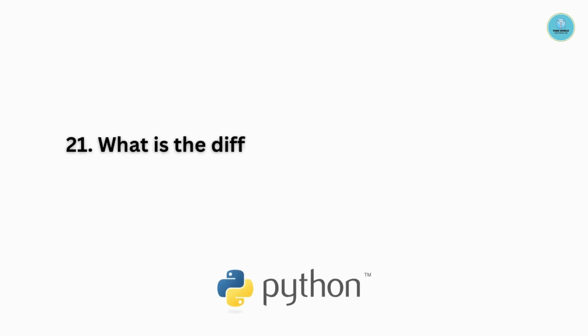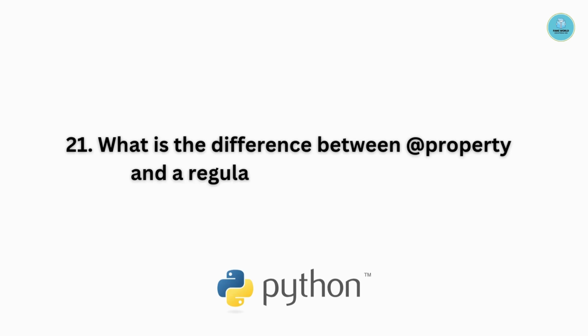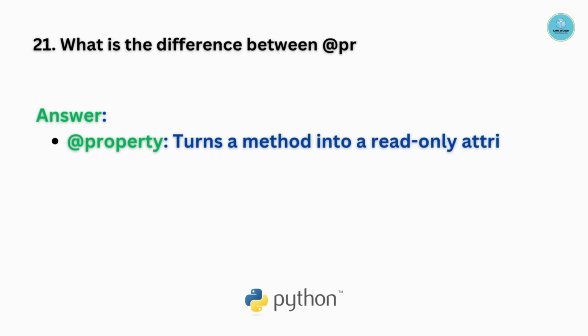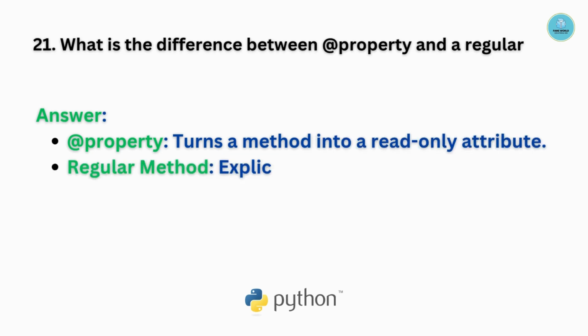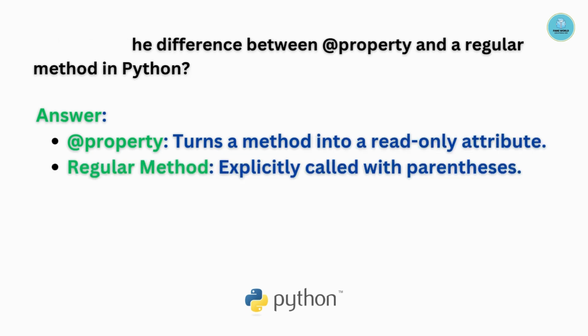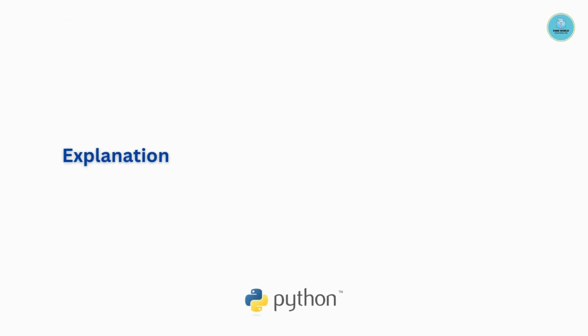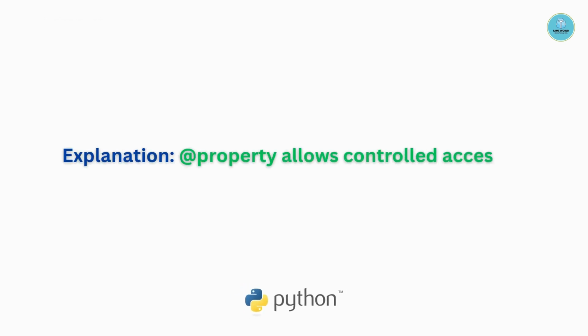What is the difference between property and a regular method in Python? Answer. Property turns a method into a read-only attribute. Regular method is explicitly called with parameters. Example is as follows. Property allows controlled access to private attributes.